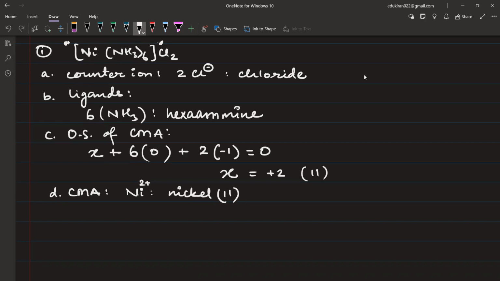Now, in the coordination entity, whose name should I write first? Ligand or central metal atom? Whose name should I write first? Whose name is written first in the coordination entity? Ligand. Ligands. So my ligand is hexa. And those who are not answering, these guys are not answering from their head. We just wrote this a moment ago.